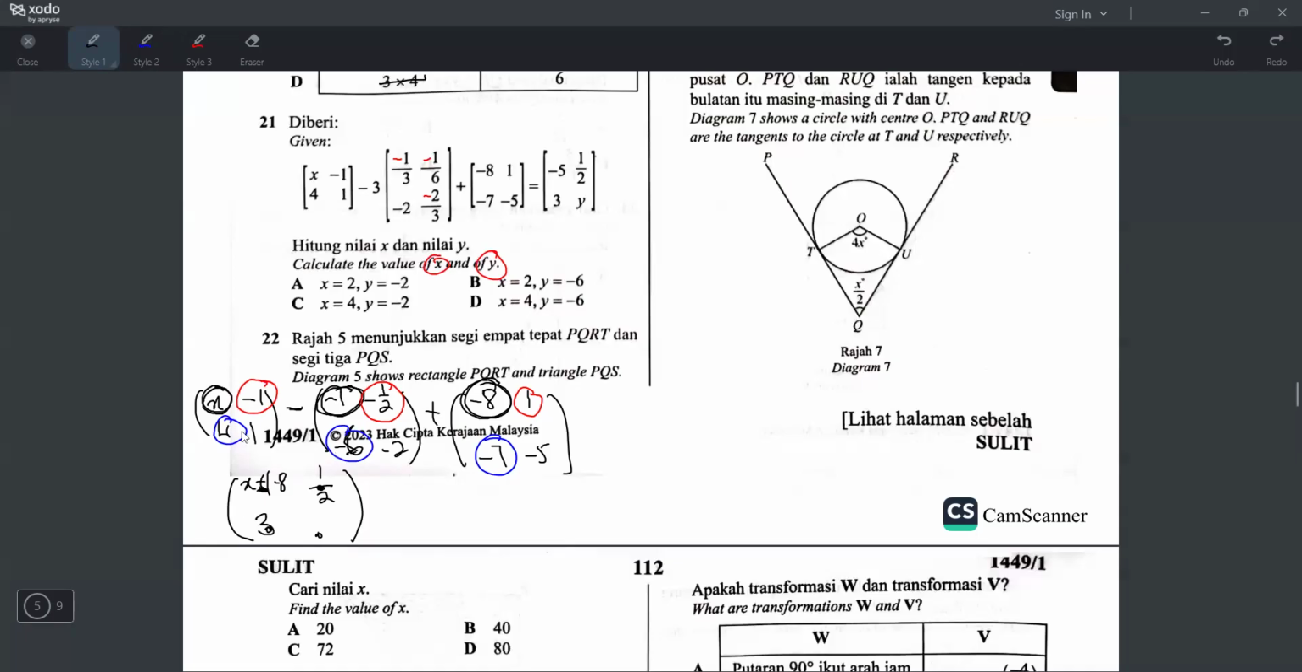Okay, the last one, I will take bawah kanan. So bawah kanan is 1 minus -2 plus -5. Okay, 1 minus -2 is 1 plus 2. So 3 minus 5 is -2. Okay, so this is the answer. Now I will compare. I will banding this answer with the answer yang dia bagi sini.